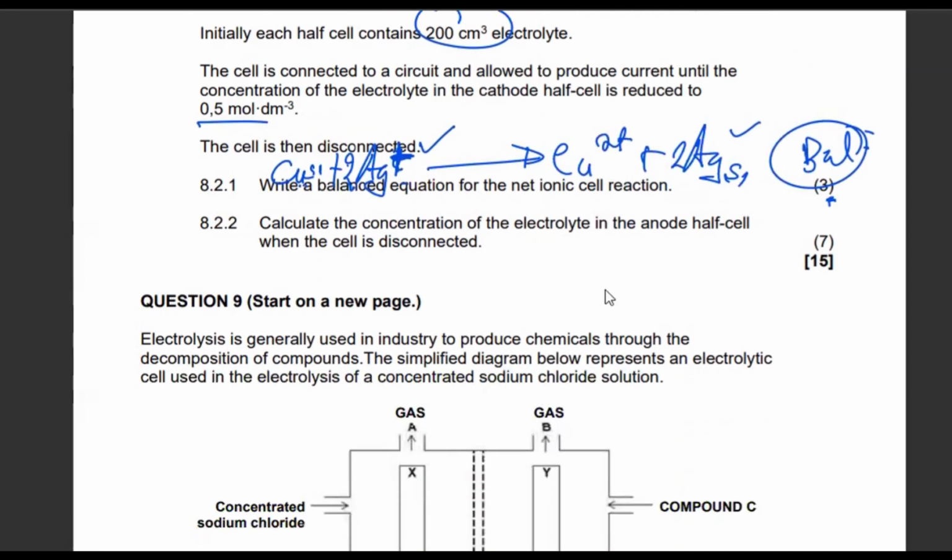Calculate the concentration of electrolyte in the electrode half cell when the cell is disconnected. So in this case, we are looking at calculating the concentration of electrolyte in the electrode half cell when the cell is disconnected.